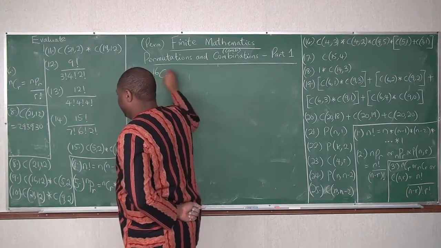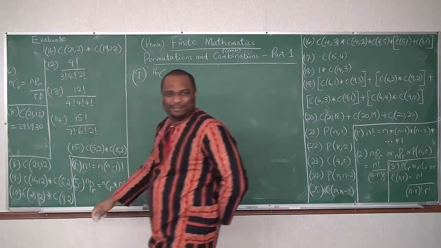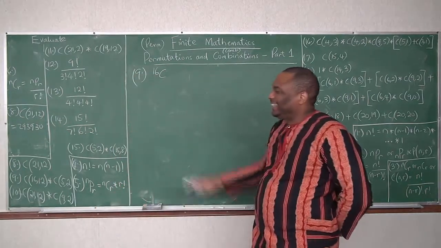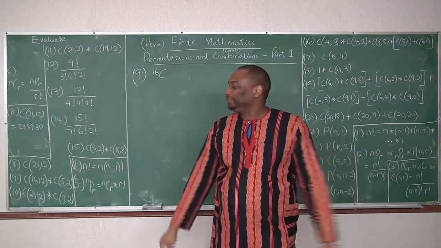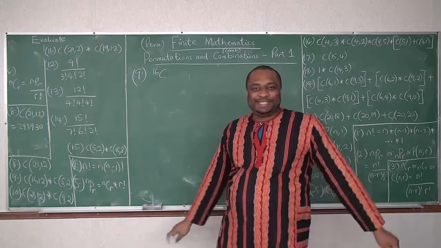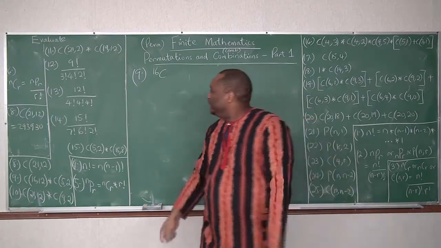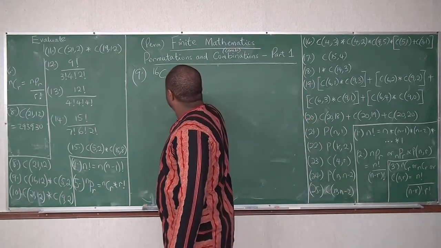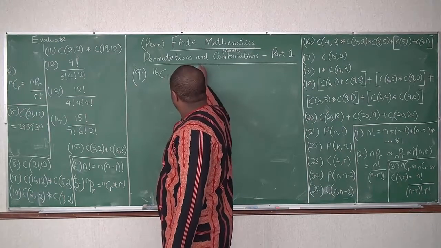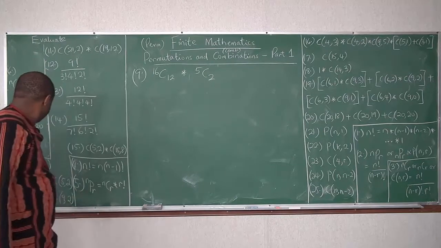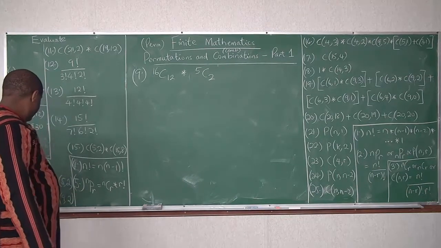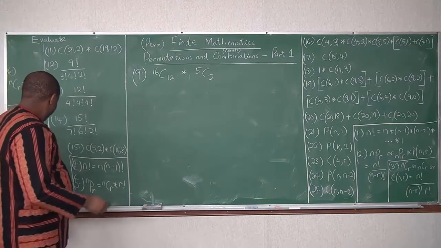16 choose 12 times 5 choose 2. Oh, did I say pound? Come on now, Mr. C. 21 choose 12 is 293,930. Now this combination, please, I'm sorry if I said pound: 16 choose 12 times 5 choose 2. Alright folks, look up.